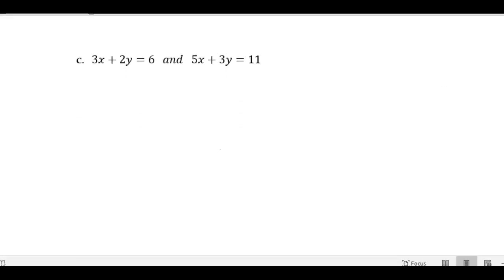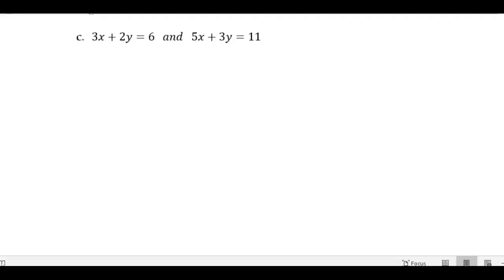So the two equations I have are 3x plus 2y is equal to 6, and 5x plus 3y is equal to 11. Now in this case, both the equations have a scenario where the coefficients of neither one of them are the same as each other. At the same time, none of the coefficients is equal to 1, making it easier to convert into any number.